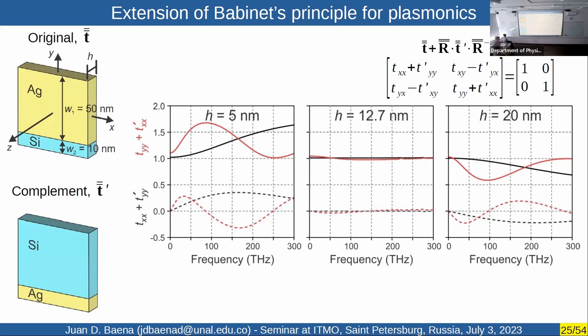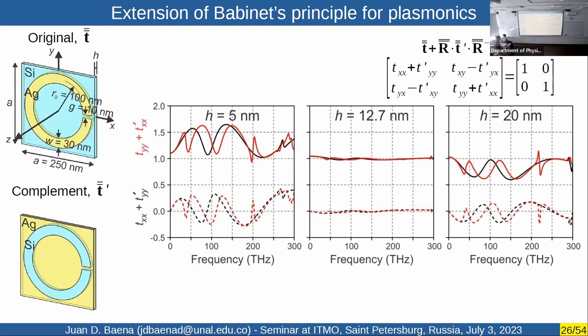Actually, I'm going to skip many slides. I will go to the main part of the talk, because if you go to that paper about the extension of family principles, you will find many examples, but in the paper only 3 examples. For this thickness of about 13 nanometers, E plus T prime, the addition of the transmission coefficients, is approximately equal to 1.